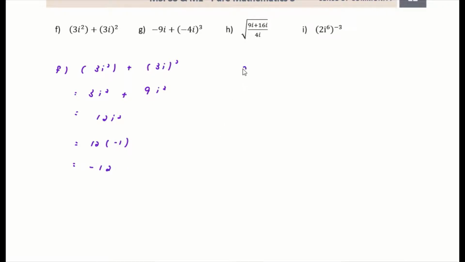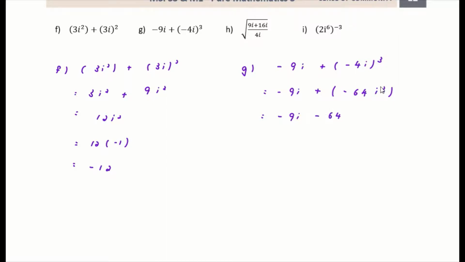Okay, so G, negative 9i plus negative 4i power 3. So same thing, let's try to solve the bracket first. So negative 4 to the power of 3, then I will have negative 64, right? Then I also need to power 3, so I power 3. All right, so negative 9i, so I have minus 64, right?